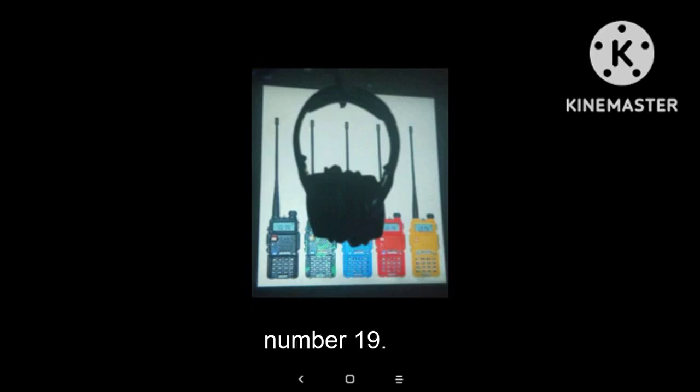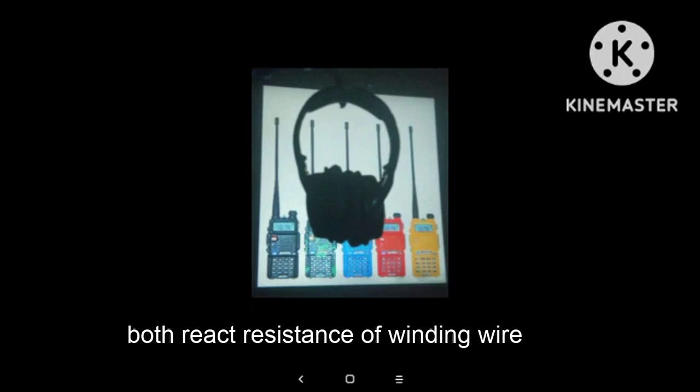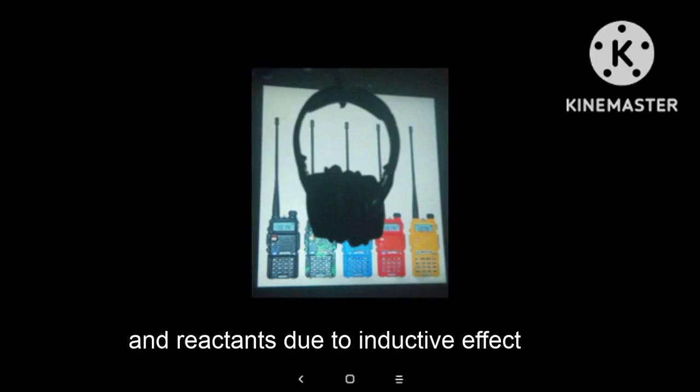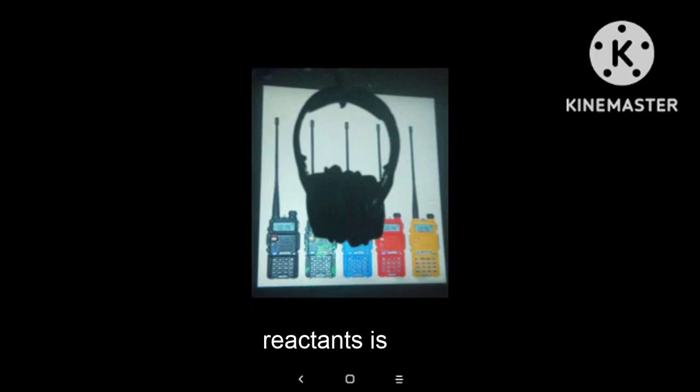Number 19. In inductances, AC may be opposed by both resistance of winding wire and reactance due to inductive effect. The term which includes resistance and reactance is impedance.